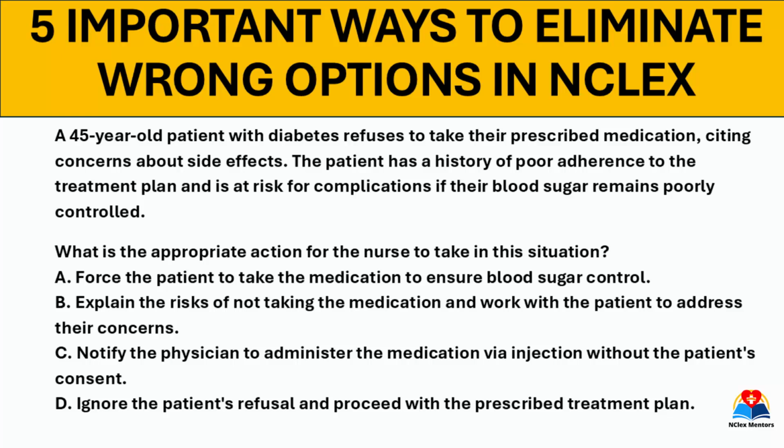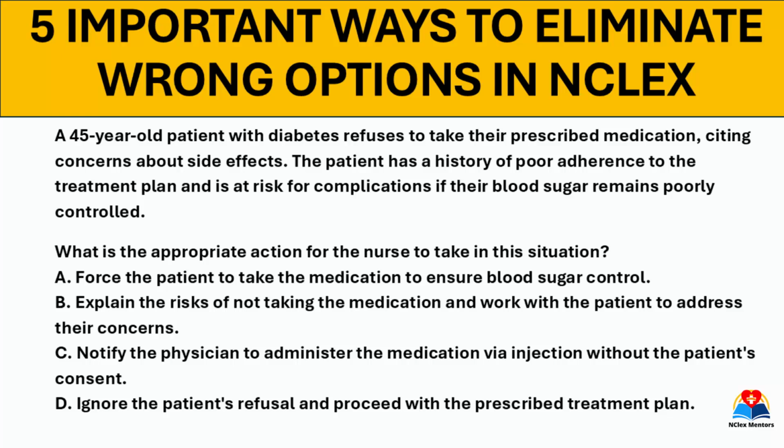A 45-year-old patient with diabetes refuses to take their prescribed medication, citing concerns about side effects. The patient has a history of poor adherence to the treatment plan and is at risk for complications if their blood sugar remains poorly controlled. What is the appropriate action for the nurse to take in this situation?